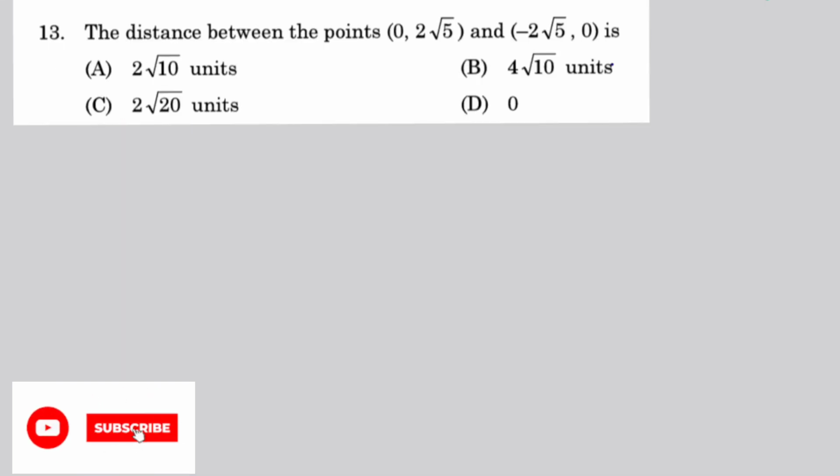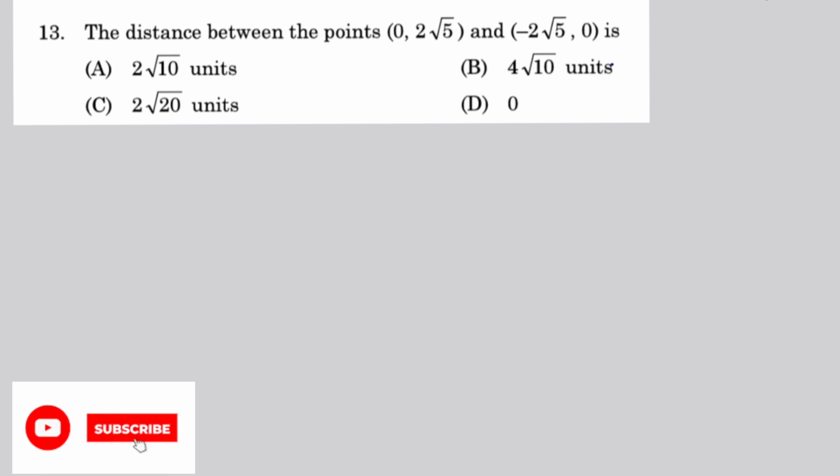Now see the 13th question. It is related with the coordinate geometry. I will suggest you that don't miss the topics of the coordinate geometry, because it is a very easy topic and it will give you full marks. So whatever the weightage is there, that weightage is very beneficial for you. So must go for all questions of the coordinate geometry.